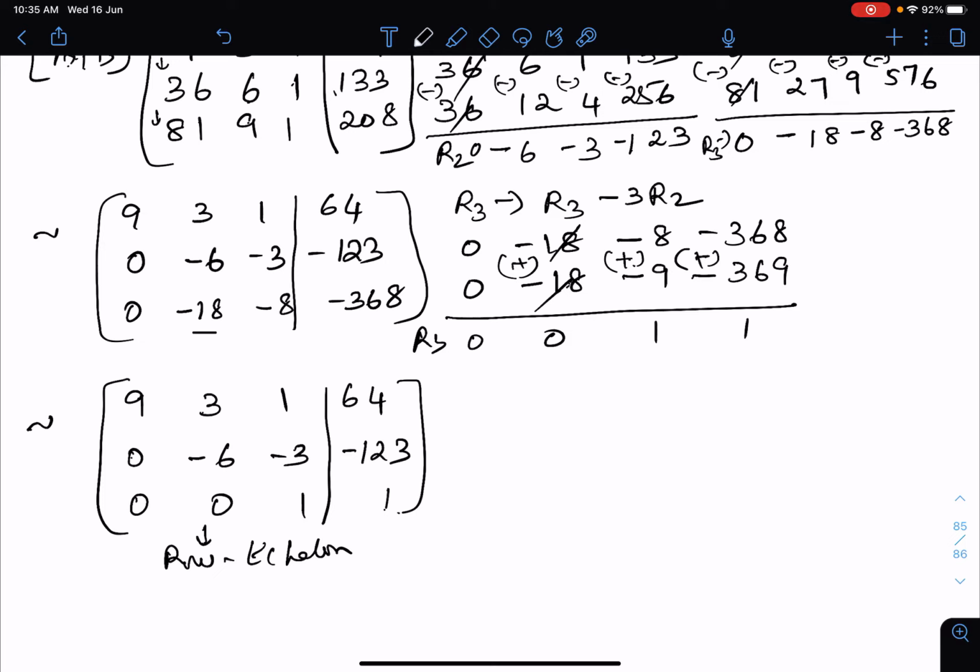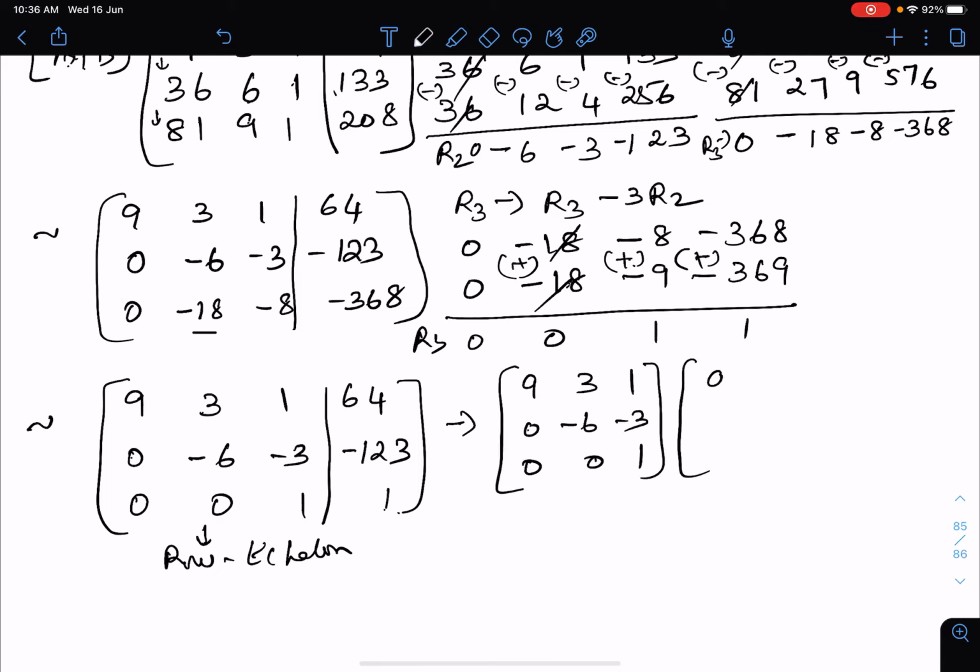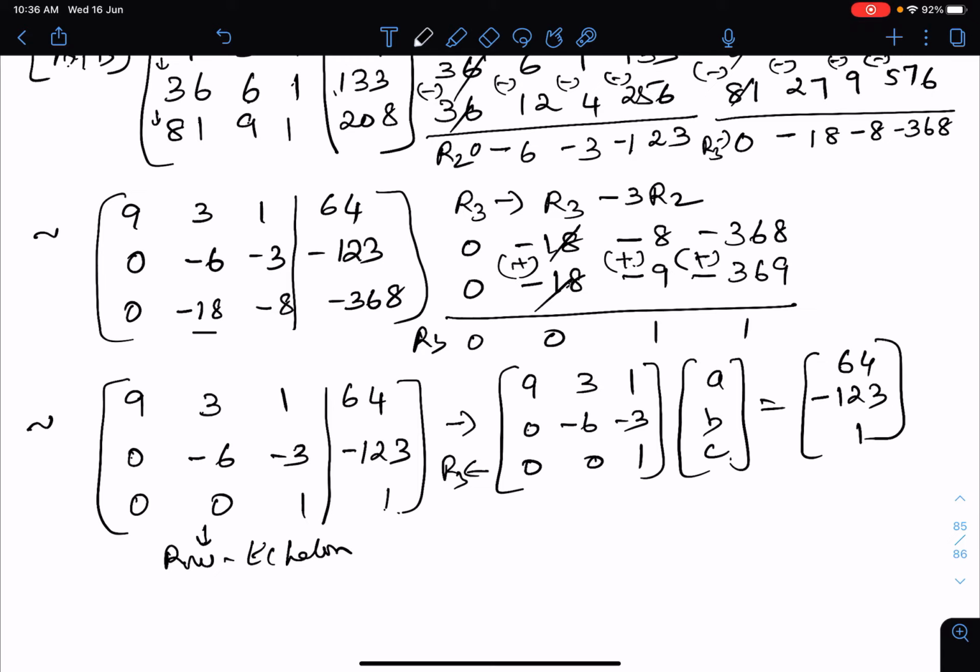Okay, so for that we are going to separate this one into AX equal to B. 9, 3, 1, 0, minus 6, minus 3, 0, 0, 1. This is going to be our A, and our X is going to be A, B, and C, and our constant from the reduced matrix is 64, minus 123, and 1. So back substitution, first you will take row 3. From row 3 it is 0 into A, 0 into B, so C equal to, on the right hand side you have got 1, so you get the answer as C equal to 1.